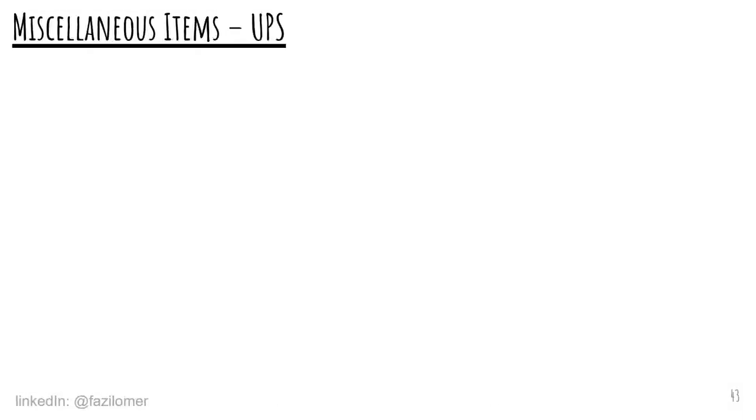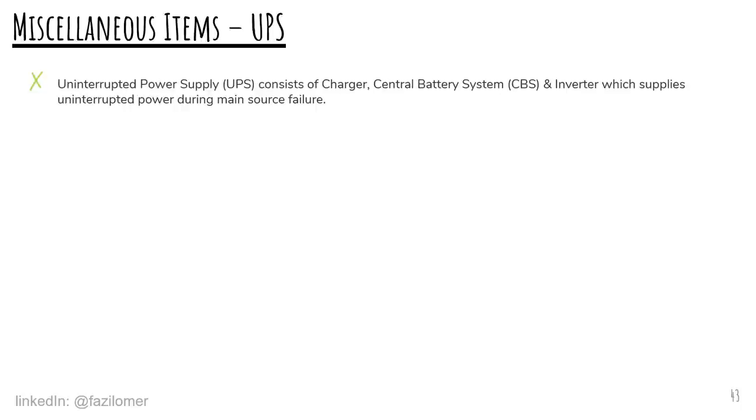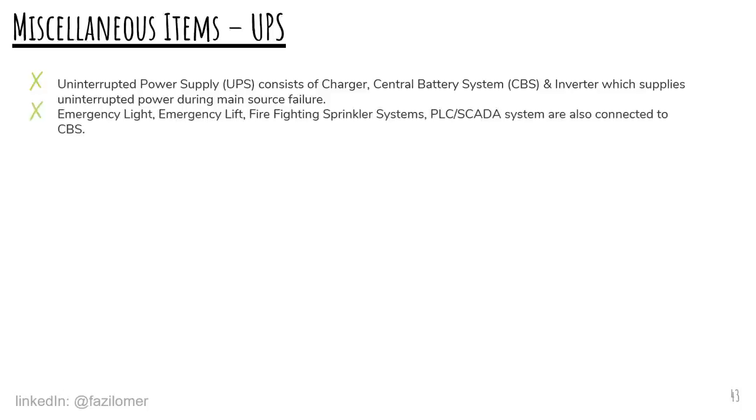UPS system. Uninterrupted power supply consists of charger, central battery system, and inverter, which supplies uninterrupted power during main source failure. Emergency light, emergency lift, firefighting sprinkler systems, PLC SCADA system, etc., are also connected to central battery system.